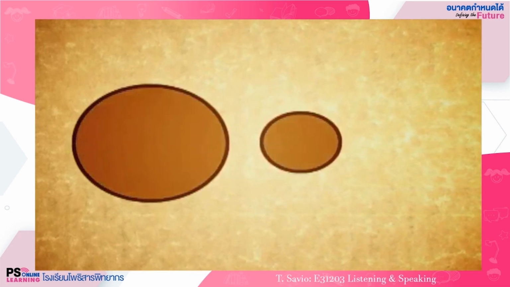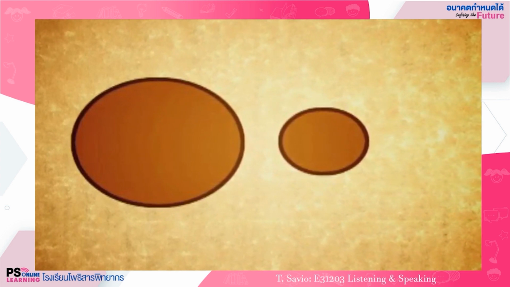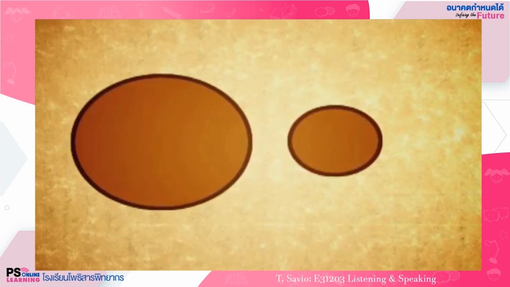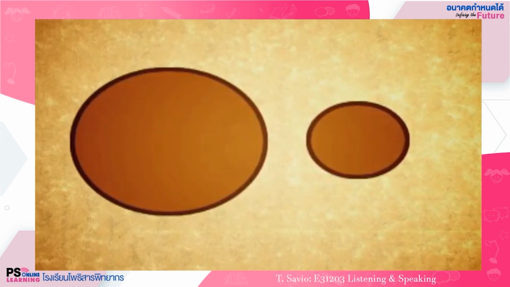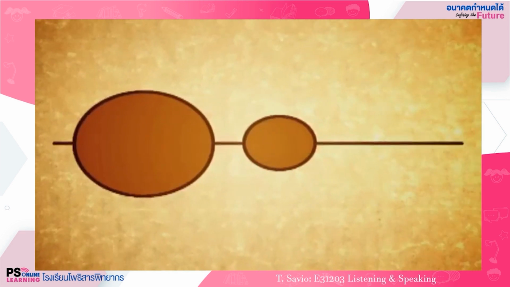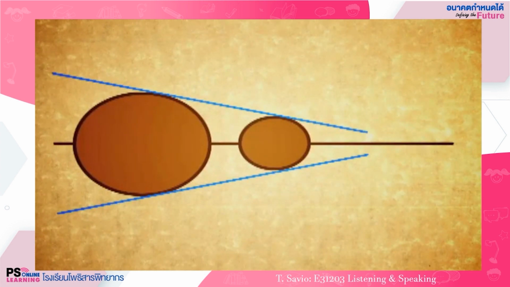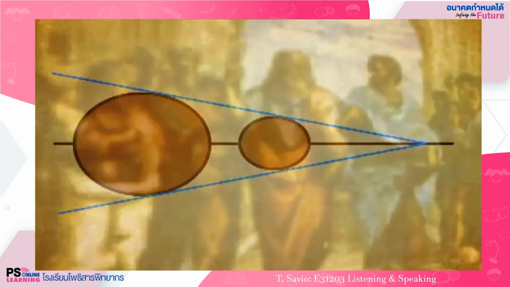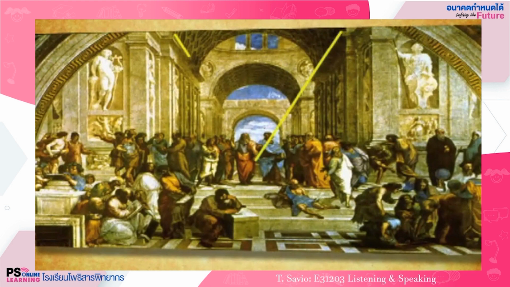For example, take two circles of different sizes. For an artist of the Middle Ages, one circle is larger because it is more important than the other circle. But for Renaissance artists, the big circle is bigger because it is closer to the viewer. The smaller circle is further away. Across Europe, painters began to use perspective in their work.